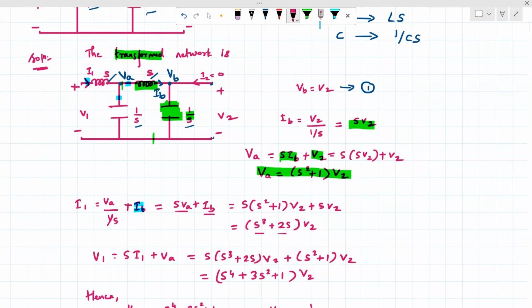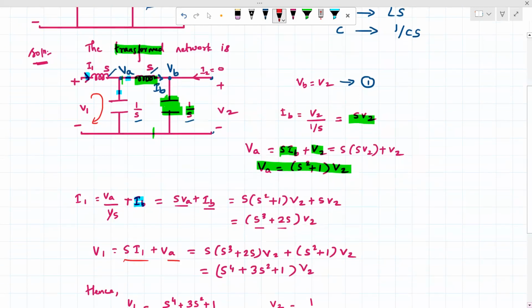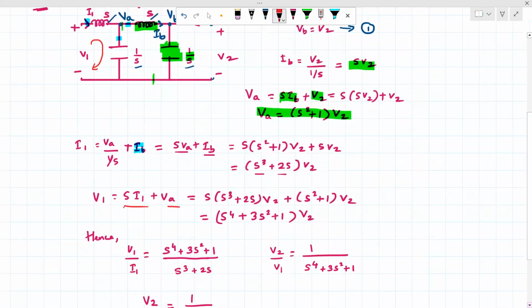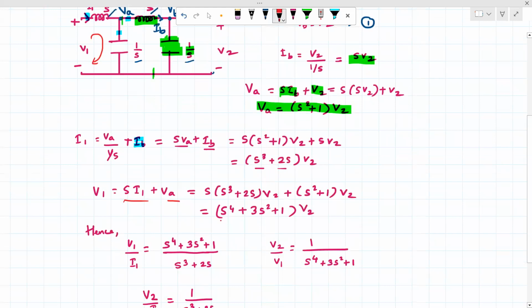Now the total value of V1 you need to calculate. So you apply KVL at this loop. V1 is equal to I1 into S plus VA. So VA and I1 values we are going to substitute and simplify. So we get, after simplification, (S raised to 4 plus 3S square plus 1) into V2.